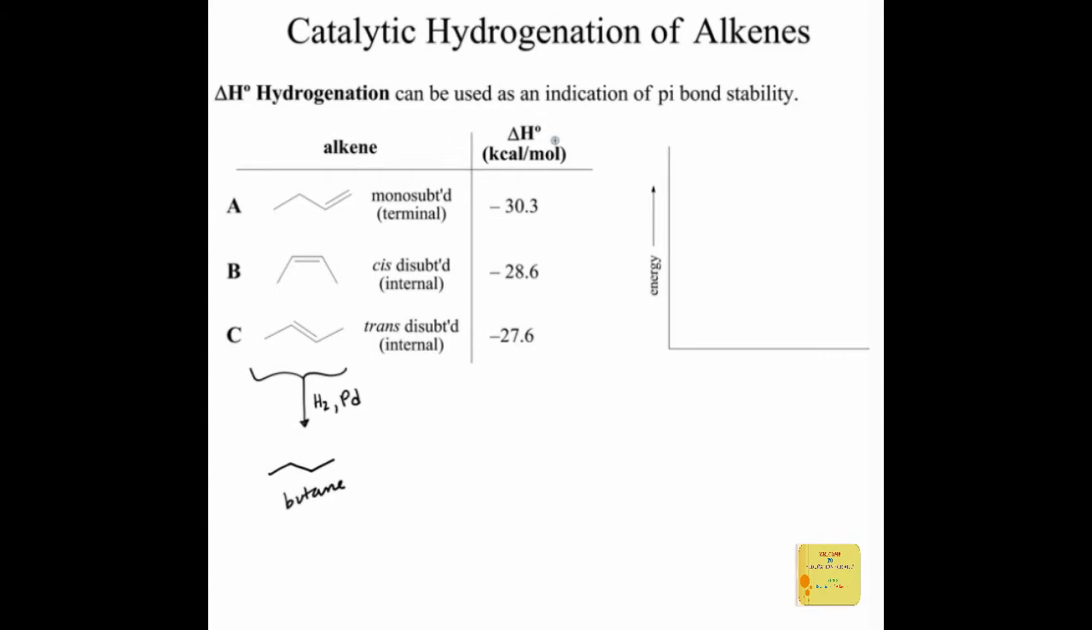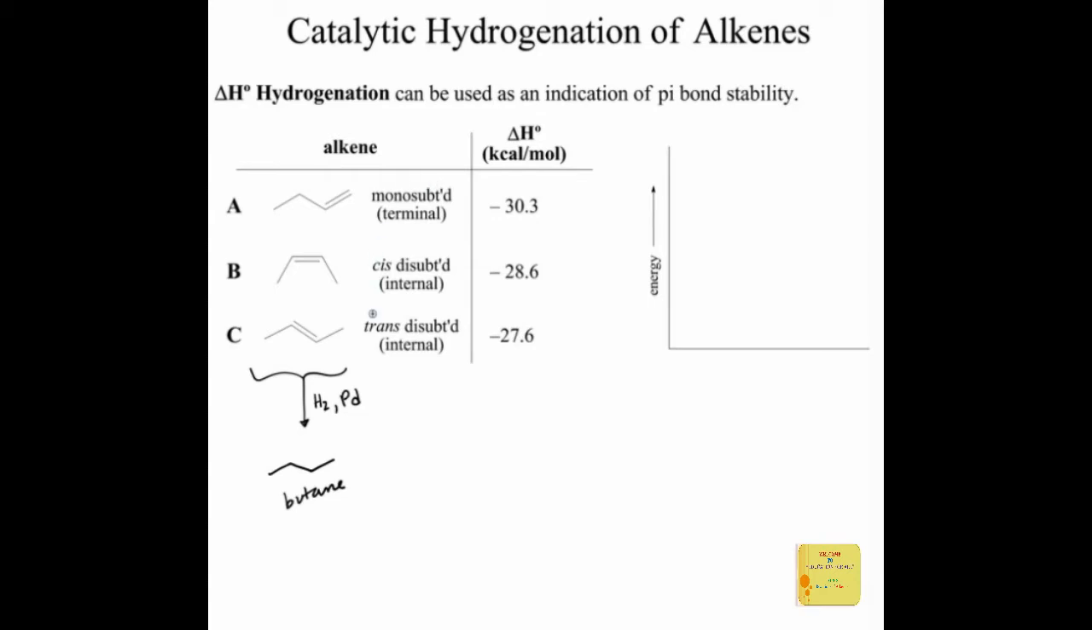We can measure the heat of that reaction, and we see it here given in kcals per mole: minus 30, minus 28.6, minus 27.6. We see a difference in the energy given off, and this is going to be related to the stability of the alkenes.